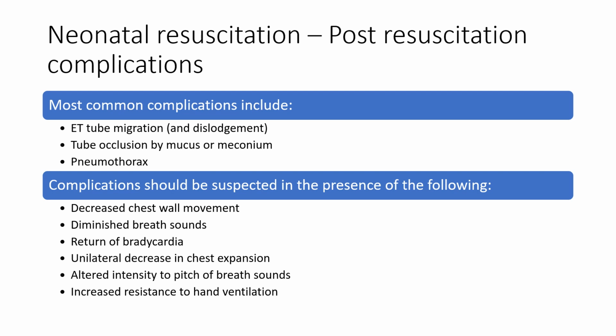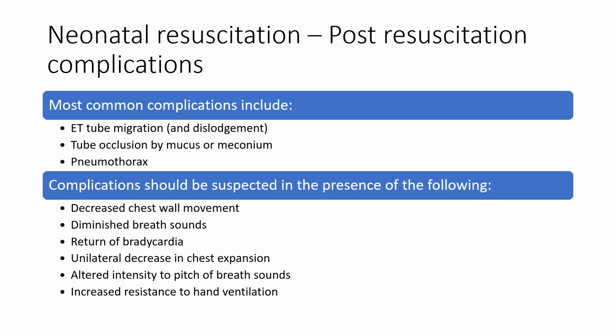So post-resuscitation complications. The most common complications include ET tube migration and dislodgement, tube occlusion by mucus and meconium, and pneumothorax. Complications should be suspected in the presence of the following: decreased chest wall movement. Obviously, if the chest isn't moving up and down nearly enough, it can cause some issues. Diminished breath sounds, makes sense, right? Bradycardia. Anytime the bradycardia returns after being fixed initially by proper ventilation, the first thing we should assume is some type of ventilation issue arising. Could be a pneumo, could be mucus, it could be any number of things. Many times it's going to be a tube displacement.